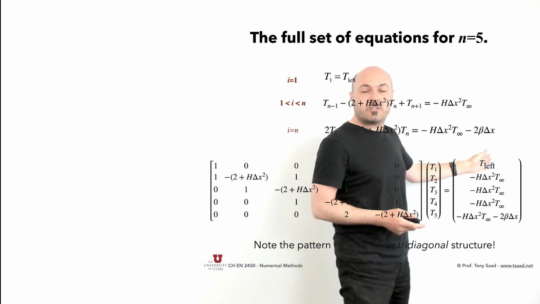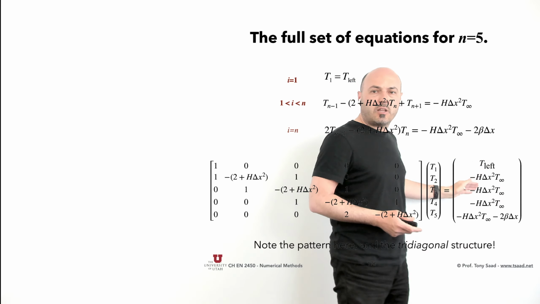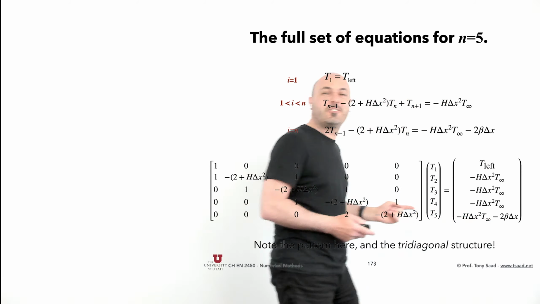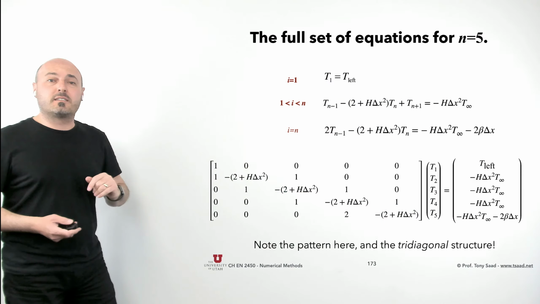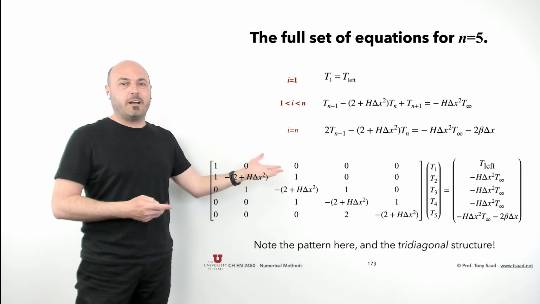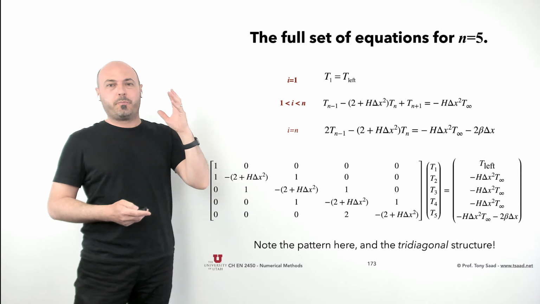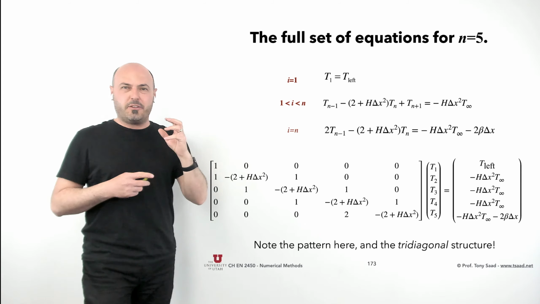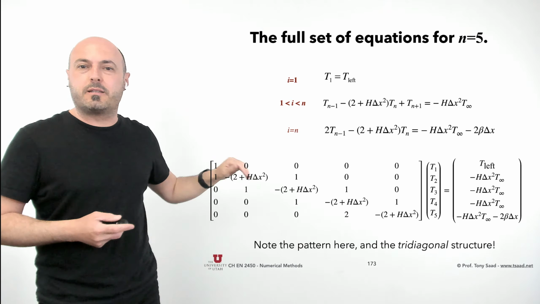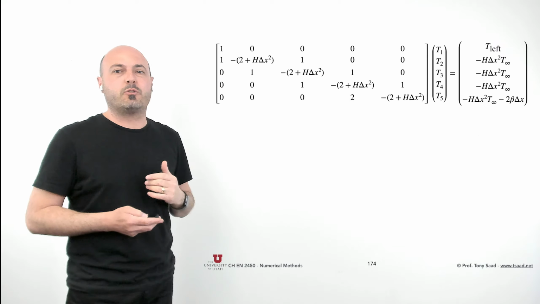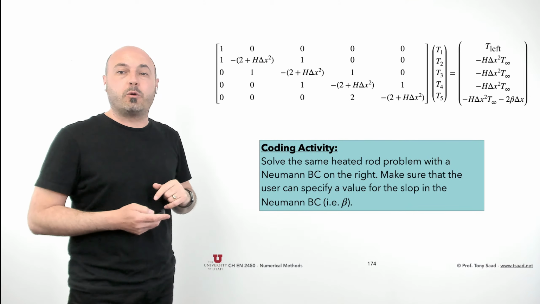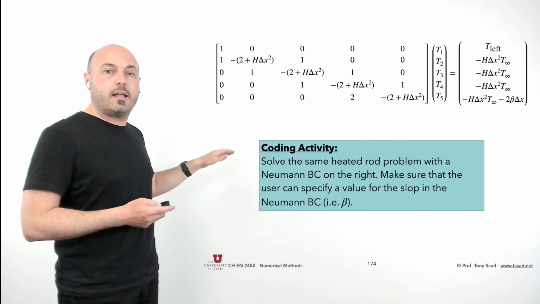And the right-hand side changed as well. T left, h delta x squared T infinity everywhere, and then the last point changed. Now it's still a tridiagonal system of equations. You can use the Thomas algorithm to solve it. Okay, now we have the recipe. So Neumann boundary conditions are a little bit trickier to derive, but the implementation is very straightforward.